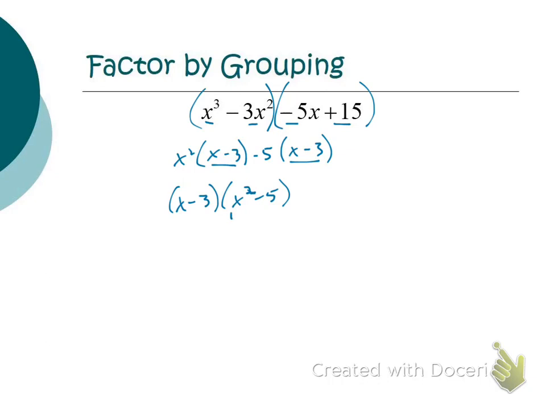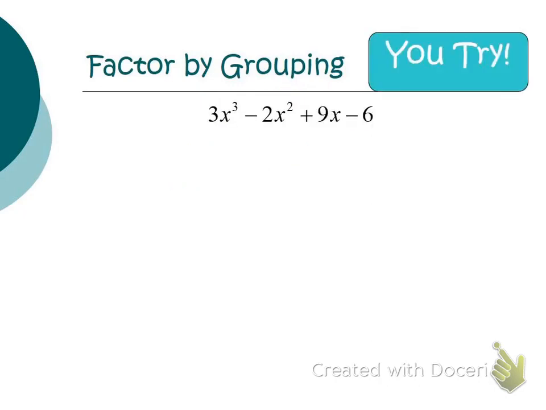And then again, I would look inside this set of parentheses to see if I could factor it again. Because it is two terms, it is a difference, but you can't square root 5 and get a nice whole number, so it's not a difference of 2 squares. So I'm not going to be able to factor this guy down anymore. Okay, so we're done.